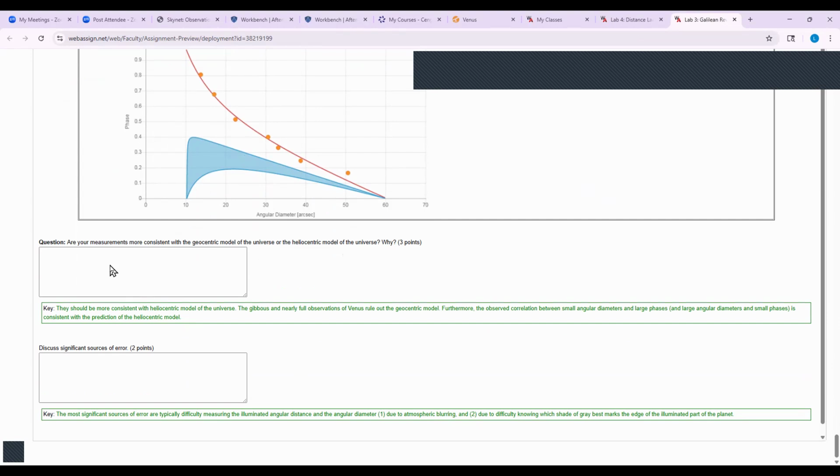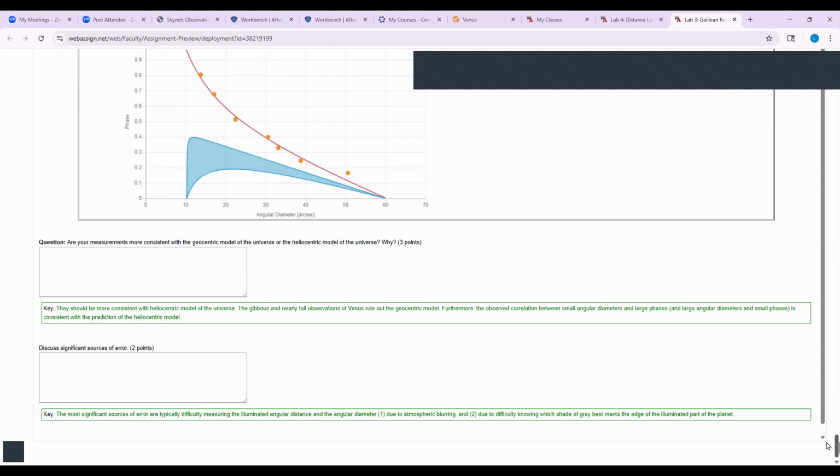This is a very trivial question based on the brainstorming that you did. Are your measurements more consistent with the geocentric or heliocentric model of the universe, and why? You describe whatever you think in your mind based on this activity that you've done, and also discuss the significant source of error. What source of error exists, either you didn't see all the points on this sine line, or what other sources that you may consider.